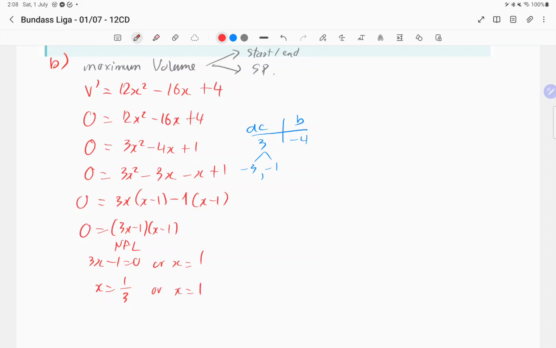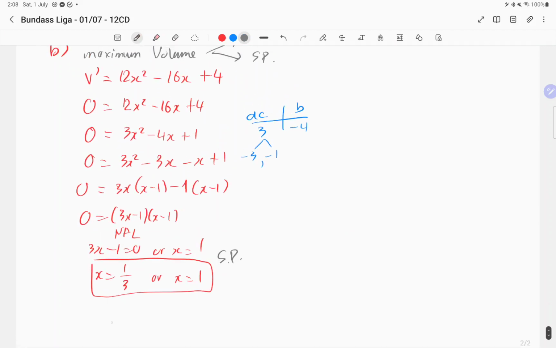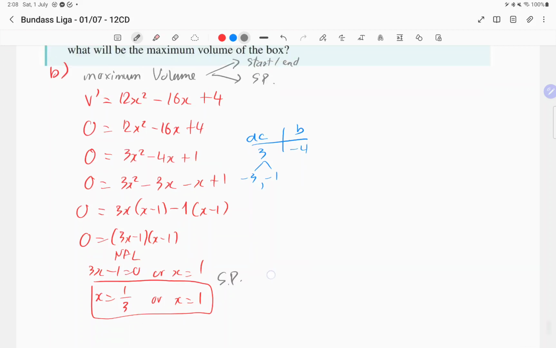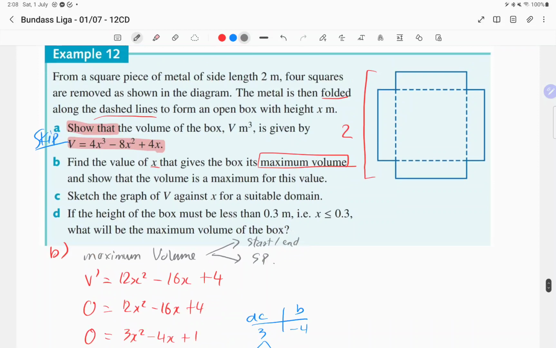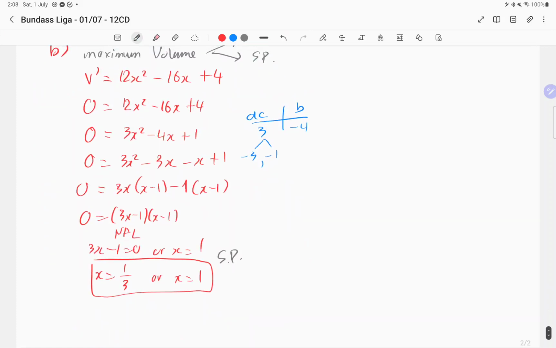Now, how do we know which of these will give the maximum volume? Because remember, these are only the turning points, or stationary points. These are the x-coordinates of the stationary points, but is it going to be like that and then that, or like this and then that? We don't know. Let's see: find the value of x for maximum volume. Oh, you need to show that the volume is the maximum for this value. If you need to show that, then we're talking about "show," right? Show that it is maximum means you're proving the nature of the stationary point.